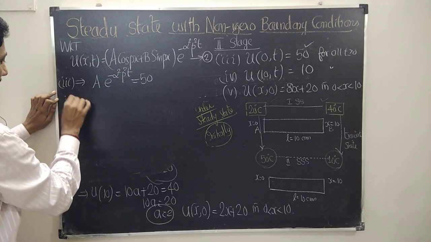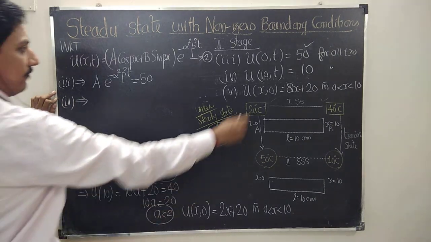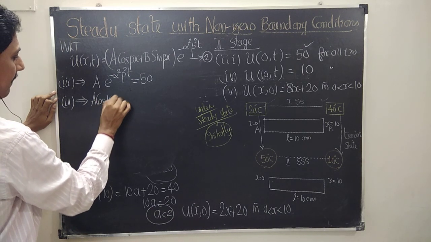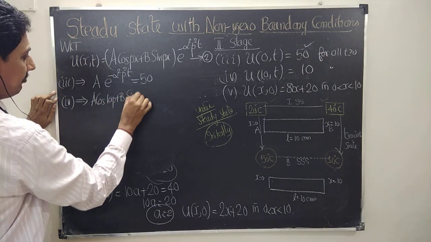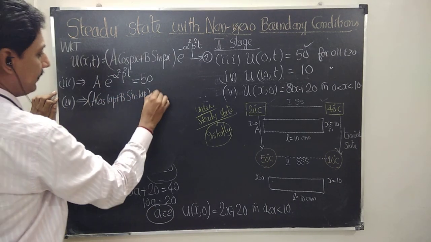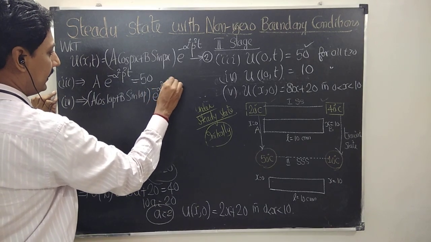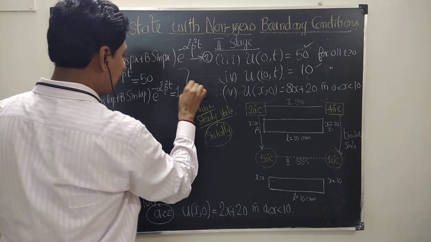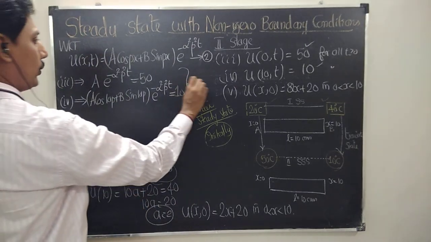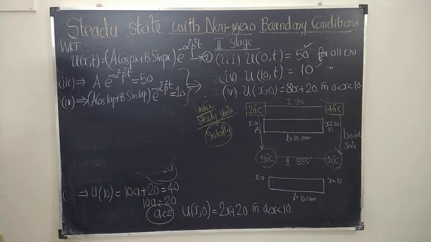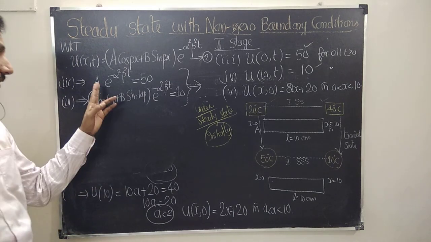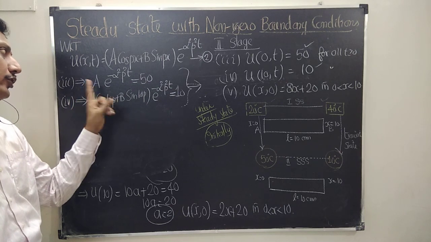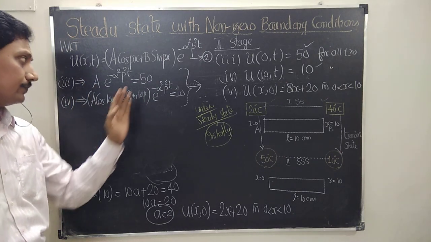And what about using condition number 4? When x = 10, I am getting (a cos 10p + b sin 10p) e^(-α²p²t). At this time the temperature is 10, so it is equal to 10. From these equations it is very difficult to determine the a, b and p values, because the product of a and e^(-α²p²t) is equal to 50.